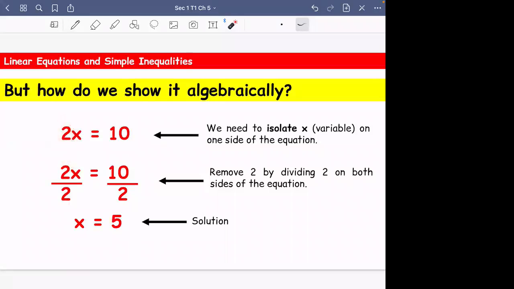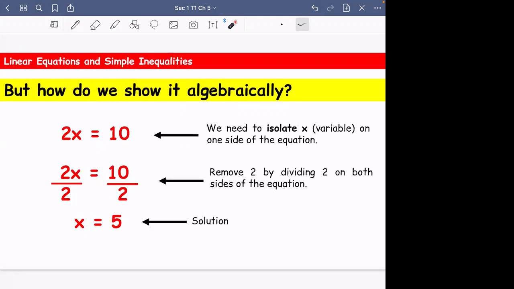Since it is an equation, whatever you do on the left, you do the same on the right. That's why you divide both sides by 2. So 2 divided by 2 is cancelled. You're left with x equals, what is 10 divided by 2? It's 5. So therefore, x equals 5 is your solution. Remember this, class. This is another basic step.